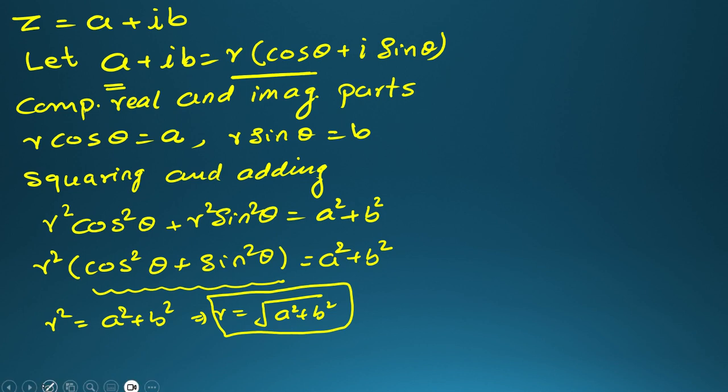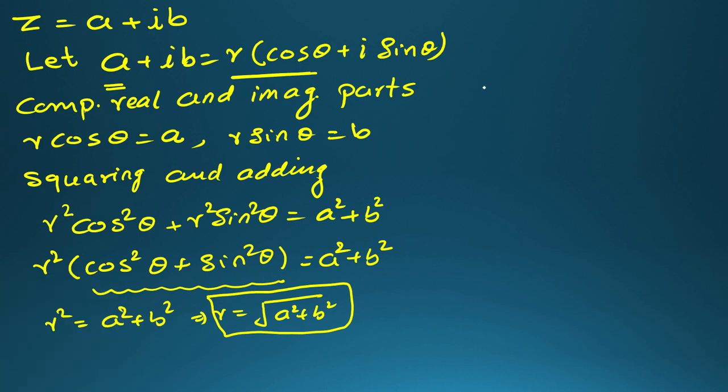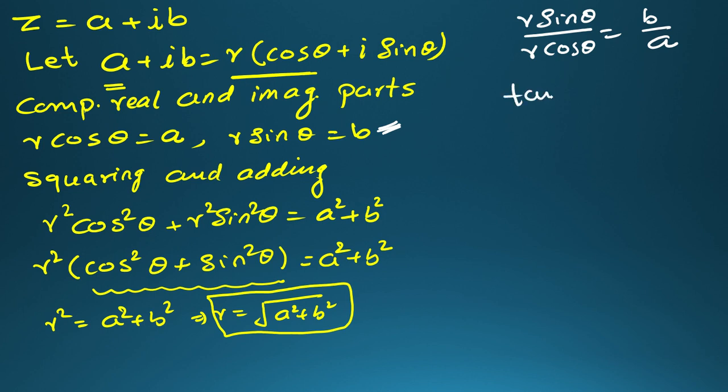Now how to find theta? Theta is basically the argument, as I told you in another video. What I am going to do is divide these two equations. By dividing, you will get r sin theta divided by r cos theta is equal to b over a. Here r and r cancel, and sin theta over cos theta is tan theta, which is equal to b by a.